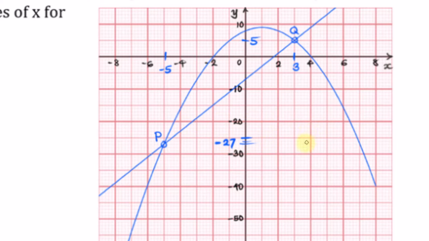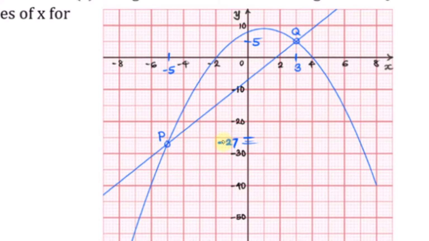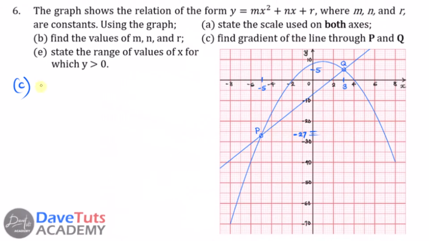So you also need to know how to read off your graph in order to get this question particularly. I can read that P is nothing but the value for x is minus 5, the value for y is minus 27, and then Q, the value on the x is 3, and on the y it is 5.